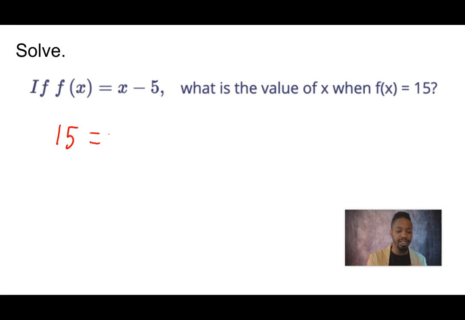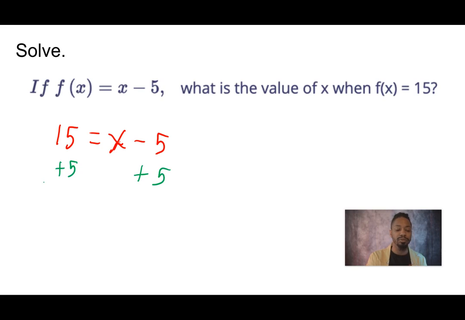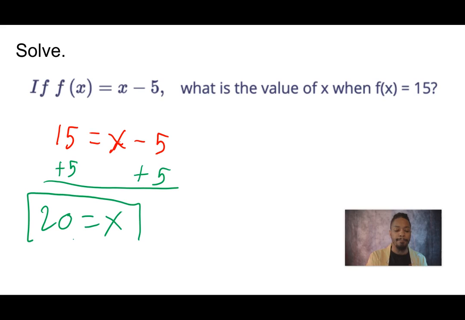So 15 equals x minus 5. Now we simply need to get x by itself. We need to isolate the x. We do that by balancing our equation. 15 is x minus 5. We need to simply add 5 to both sides of the equal sign, because in math we believe in balance, because the inverse of subtraction is addition. So 20 equals x.